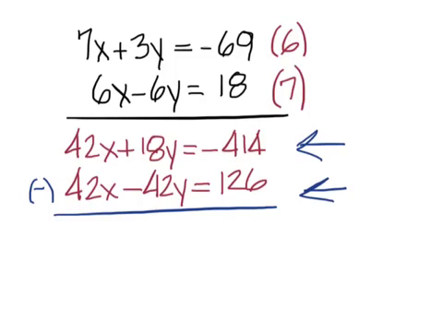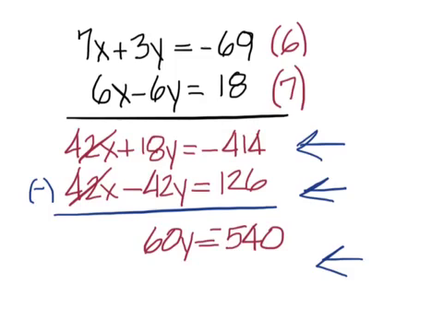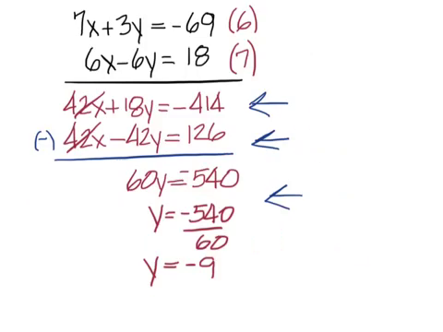Now I'm going to have to subtract those two equations. Can anybody tell me what the result of that subtraction would be? In other words, y equals a number, that very short equation that we get back. Yeah, 60y equals negative 540 is right. Now, if I solve for y, then what would I get back? If we divide negative 540 by 60, we get negative 9.